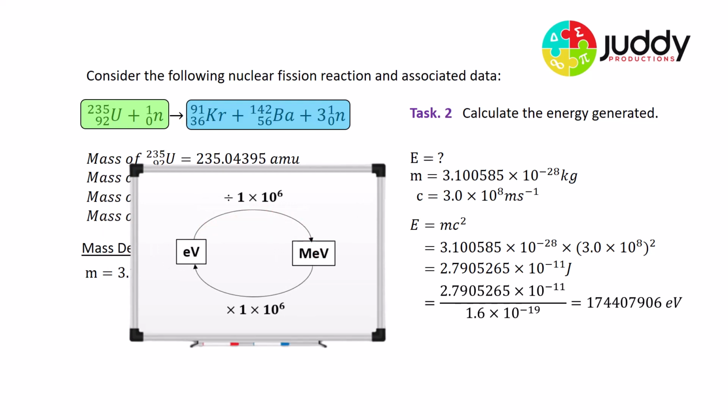That is 1 by 10 to the 6. Effectively, we're moving our decimal place 6 spots to the left. So when I take the 1744.07906 and divide it by a million, I end up with an answer of 174.407906 mega electron volts.